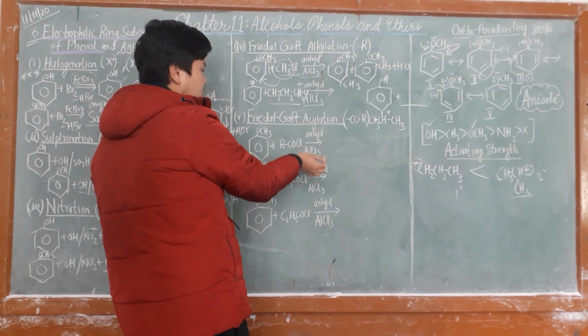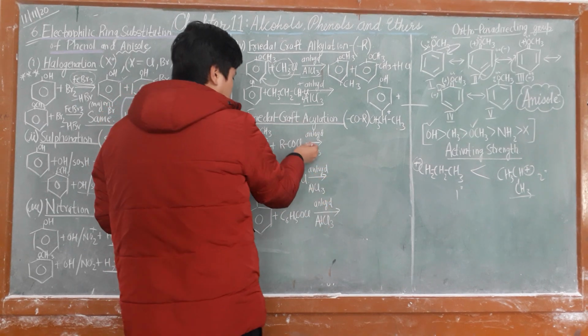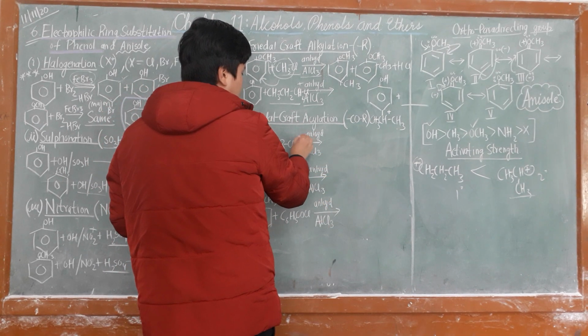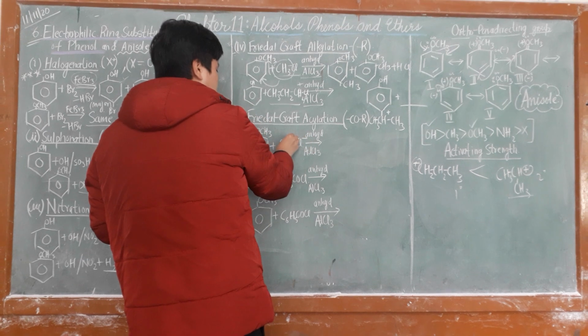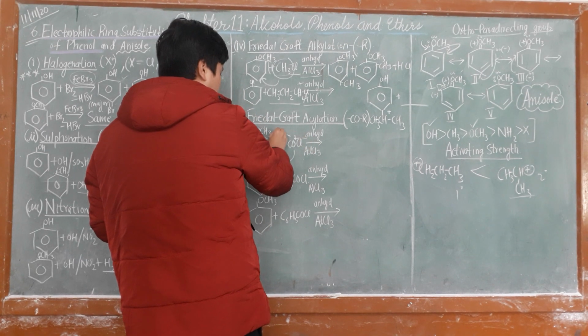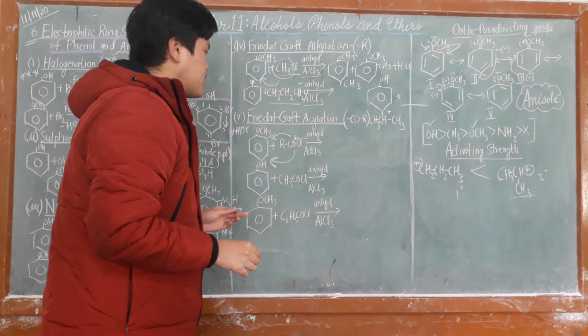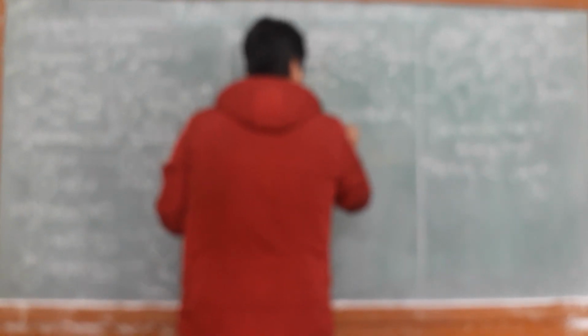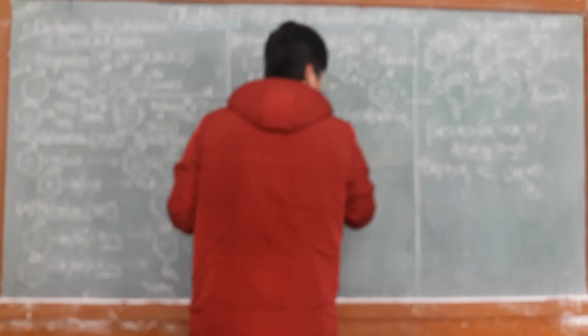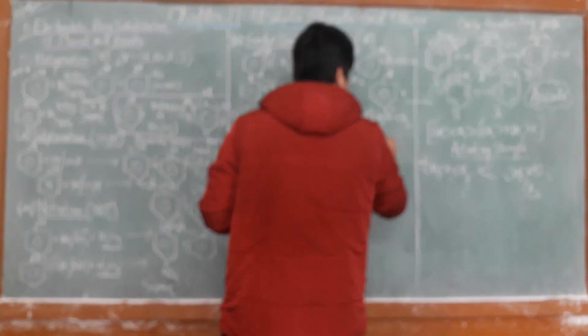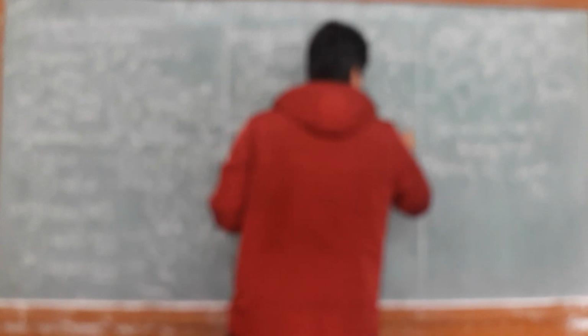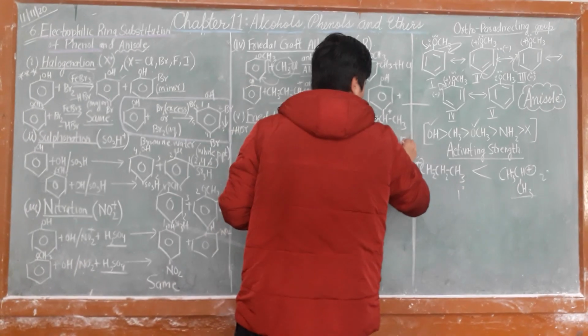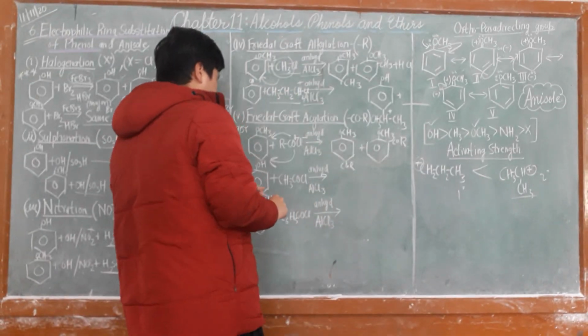Fifth one, Friedel-Crafts acylation. For acylation, the product is OCH3 with COR, the major product, plus the minor product, OCH3 with COR at the other position, which is the minor product.